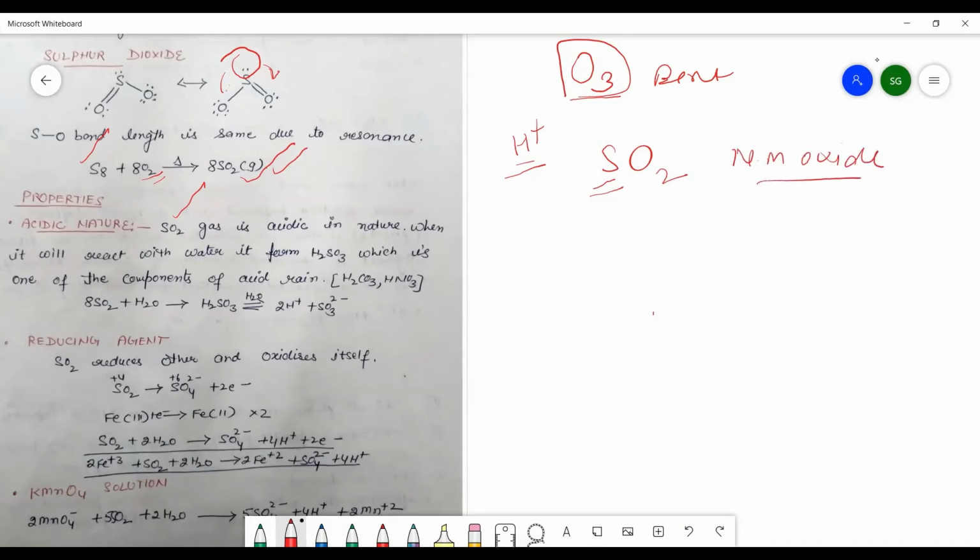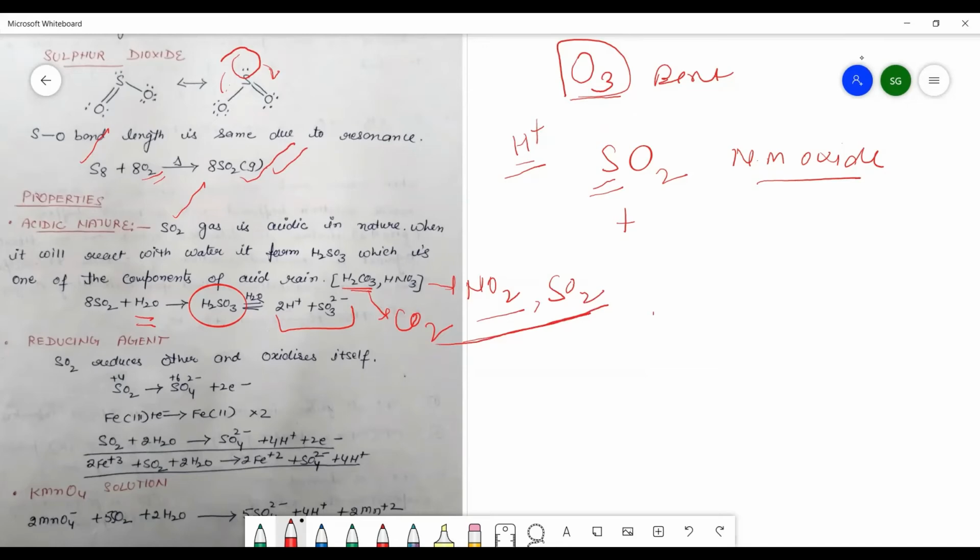I have shown earlier that when SO2 reacts with water, there is a formation of sulfurous acid, and sulfurous acid will give rise to the formation of H positive and SO3 2 minus, and it is one of the components of acid rain. The other components are H2CO3, which is prepared from CO2, and HNO3, which can be prepared from NO2. All these gases are present in the atmosphere. So whenever the pollutants contain these gases, it will cause acid rain, which can cause itching in the eyes and damage historical monuments.